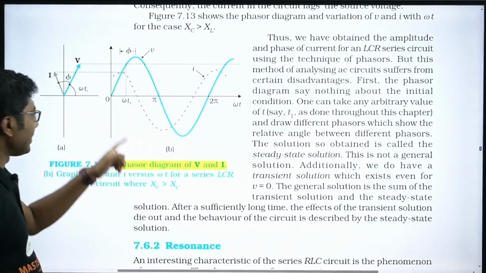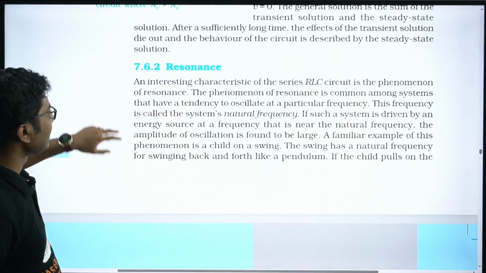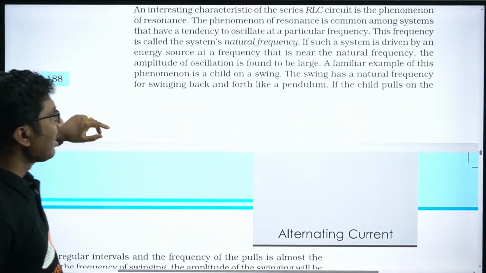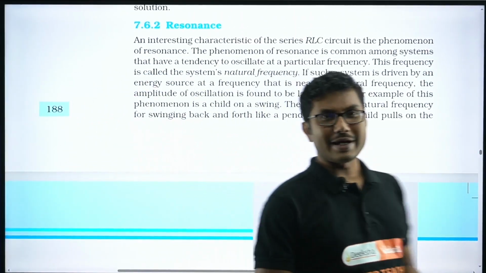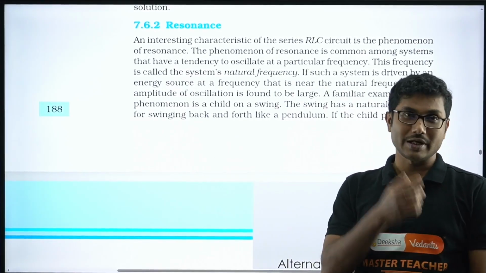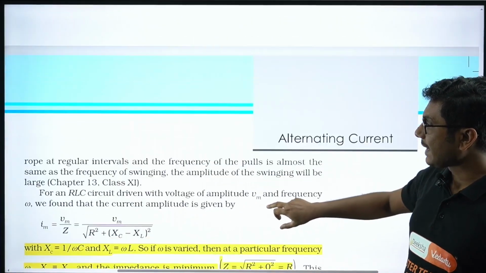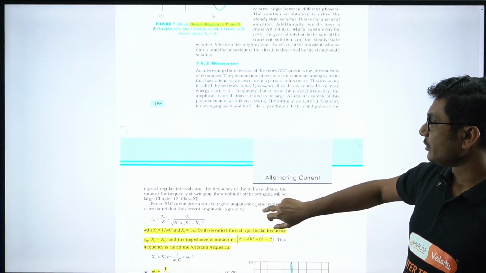This is the phase difference. Okay, general phase difference, not super important, but now we have seen two cases where XL is greater than XC or XC is greater than XL. Both cases we have seen. Now what will happen if both of them are equal? That case is called a resonance condition.